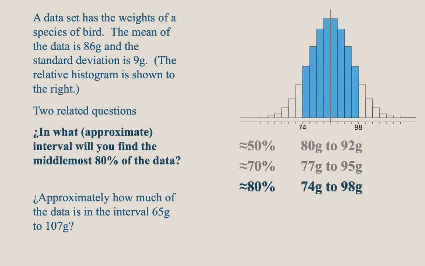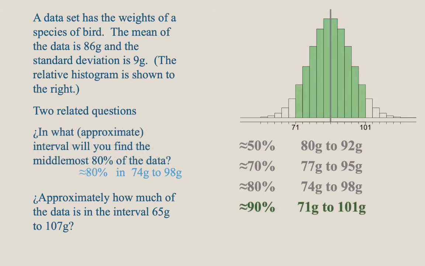Continuing another 1/3, 3 below 77 and 3 above 95, takes us to 74 grams and 98 grams. The count by thirds rule says that if you go 4/3 of a standard deviation above and below the mean, that should capture about 80% of the data. And there is the answer to our first question: in what interval would you find the middlemost 80% of the data for this data set? It would be between 74 and 98 grams.